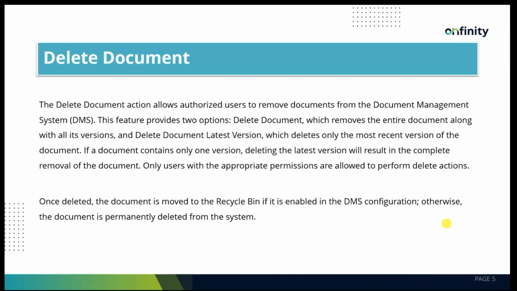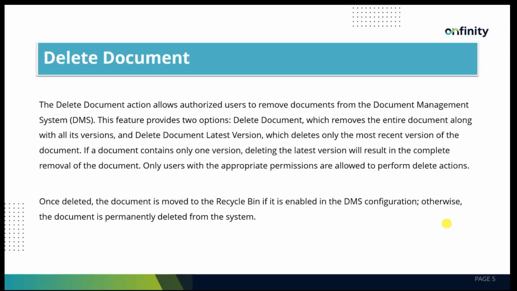Delete document. The delete document action allows authorized users to remove documents from the document management system, DMS. This feature provides two options. Delete document, which removes the entire document along with all its versions, and delete document latest version, which deletes only the most recent version of the document. If a document contains only one version, deleting the latest version will result in the complete removal of the document.